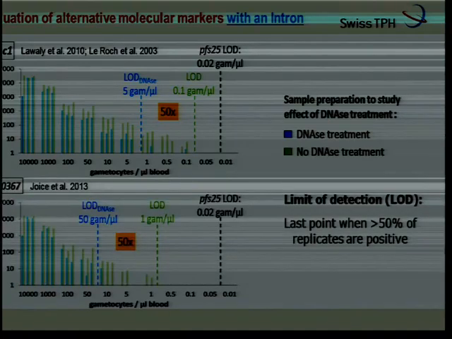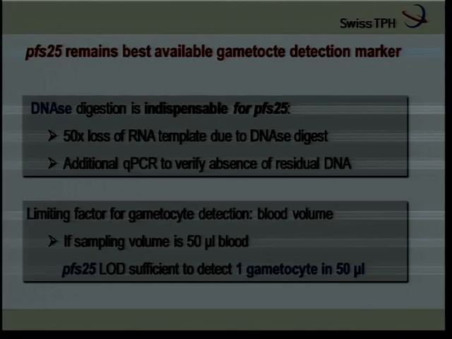We have also assessed another marker recently described as specific for gametocytes by the group of Matthias Marti, and we have seen the same thing, a 50-fold loss by DNase treatment. So the conclusion is we were fine with PFS25. That remains our marker despite the loss and despite the fact that we have to do an additional quantitative PCR to detect remaining DNA.